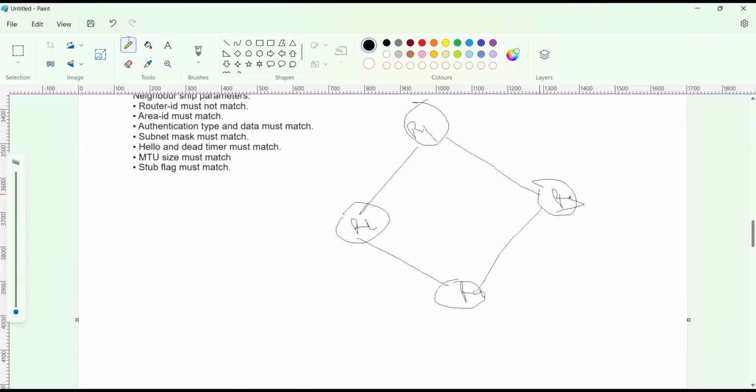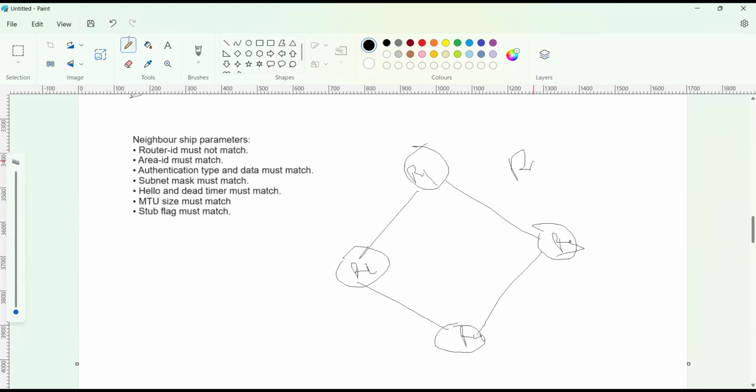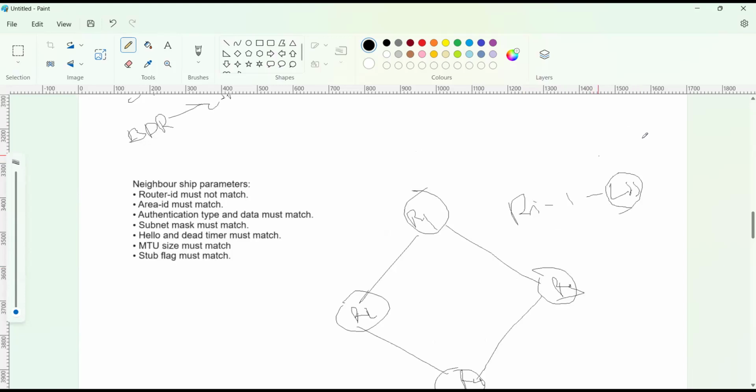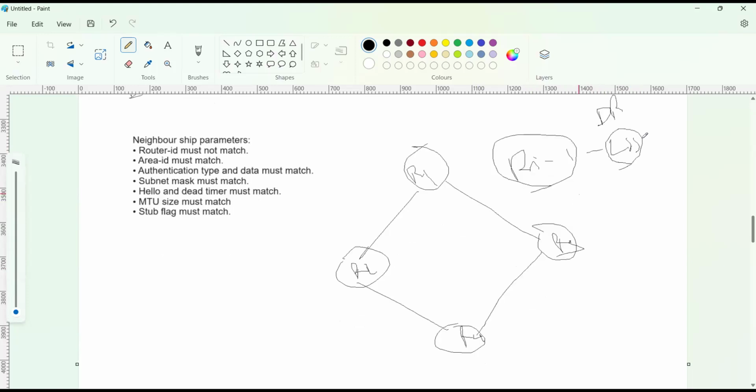In OSPF, we have a priority. By default, priority is 1, and it can go up to 255. Whichever has the highest priority, that router will become the DR router. If the priority is a tie, then it moves to the highest router ID. Whichever router has the highest router ID will become the DR router.